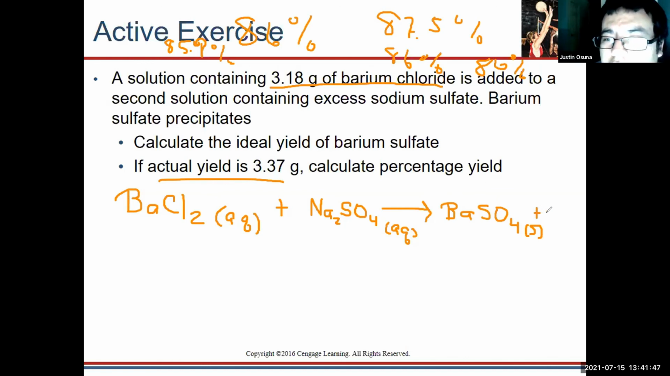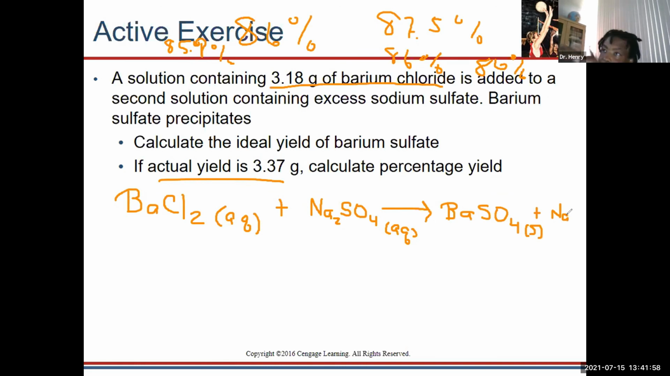Sodium sulfite would be Na2. Would it just be Na? Because what is the charge on sodium? Sodium is positive and Cl is negative, -1. So they have to balance each other out.